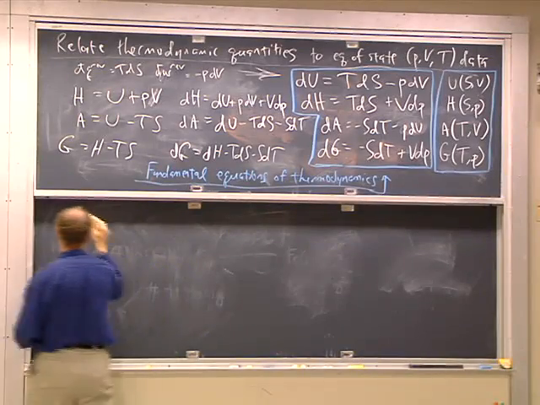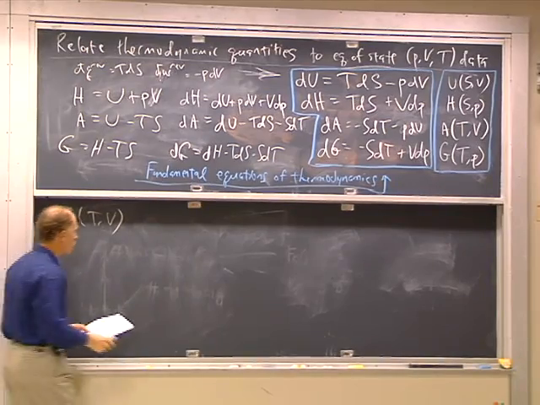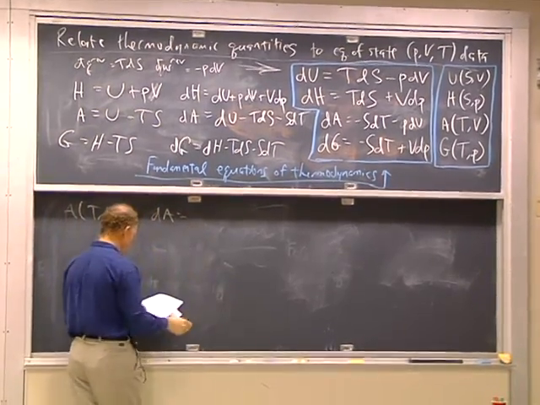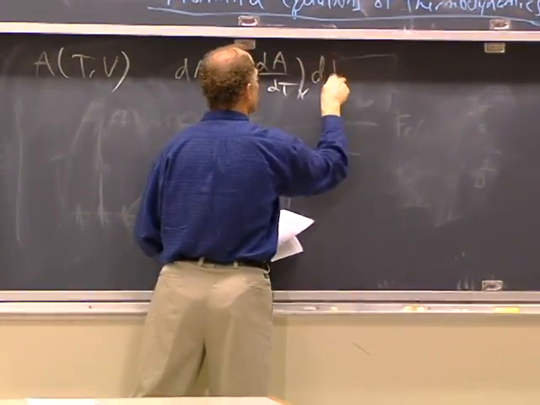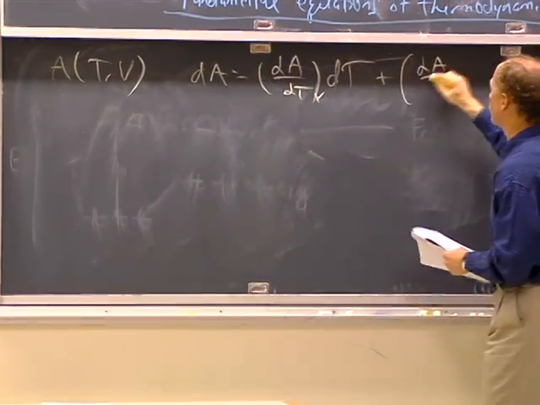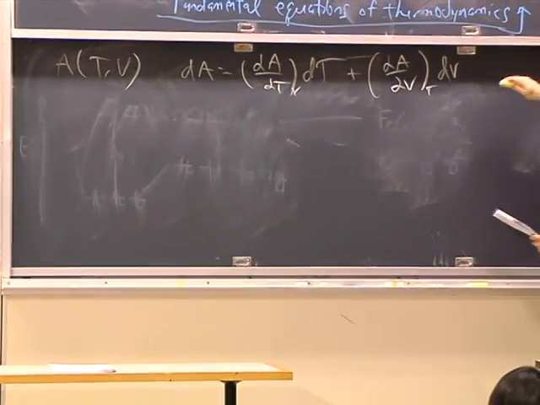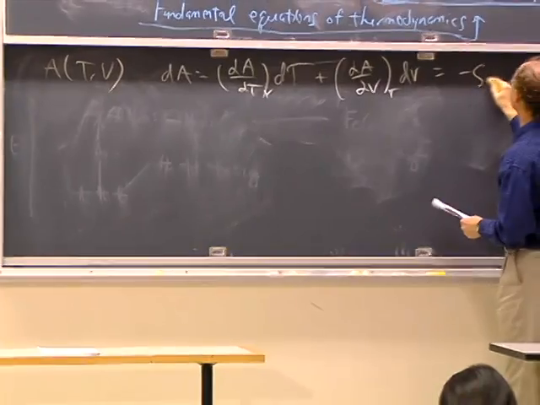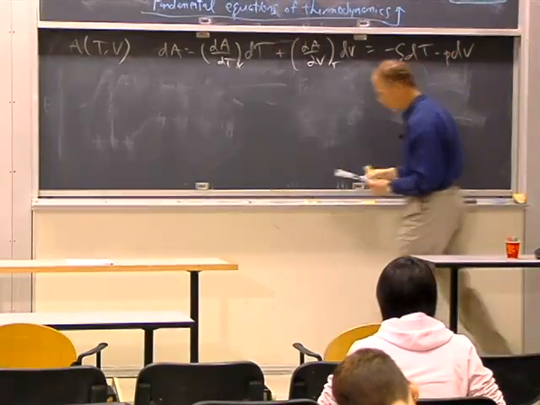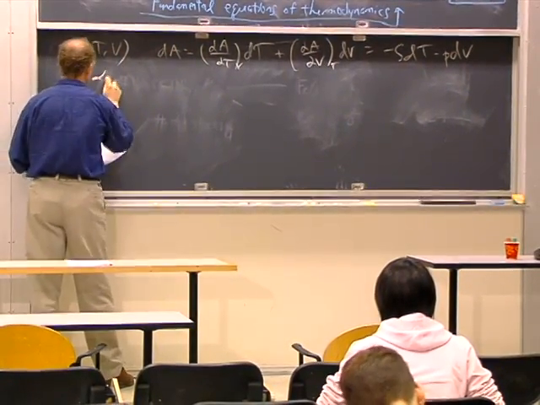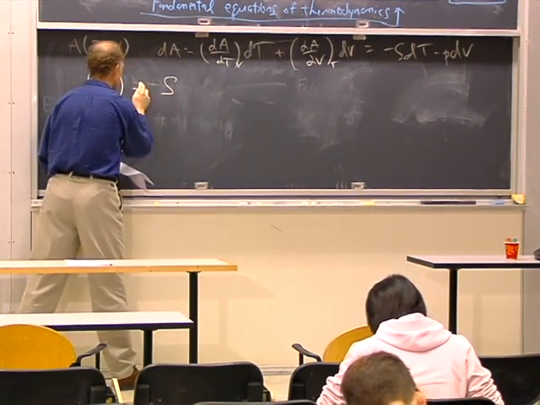So for example, if I look at A, which we now have written as a function of T and V, of course, in general, I can always write dA is partial of A with respect to T at constant volume dT plus partial of A with respect to V at constant temperature dV. Right? And I know what those turn out to be. It's minus S dT minus P dV. Right? So what does that tell me? It tells me that the partial of A with respect to T at constant V is minus S.